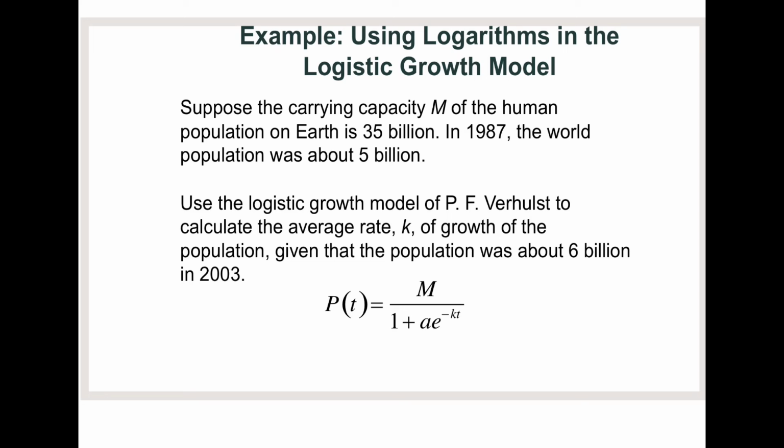So one of the knowns that we have here is the M, right? M is a consistent number, that 35, the maximum carrying capacity of the Earth. And then we have some other stuff. We have 5 billion in this year, and then we have 6 billion in this year. What we're really after ultimately here is K.